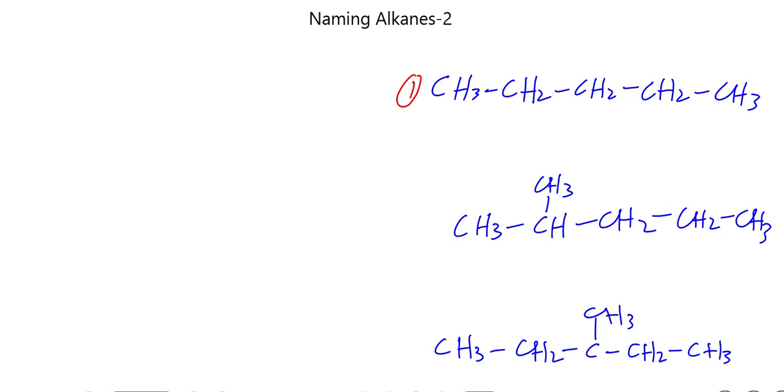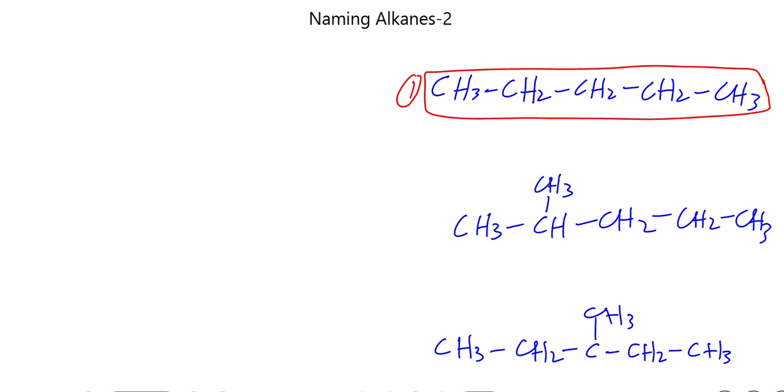In number 1, first example, if you want to name it, select the longest continuous carbon chain. There's no other option, so you have selected the longest continuous carbon chain. Now second rule is to number this carbon chain: 1, 2, 3, 4, 5. The rule says that you will start numbering from the end which is closer to the branch. As there is no branch, we can start numbering from any side. So let's say we start from this side: 1, 2, carbon number 3, carbon number 4, and carbon number 5.